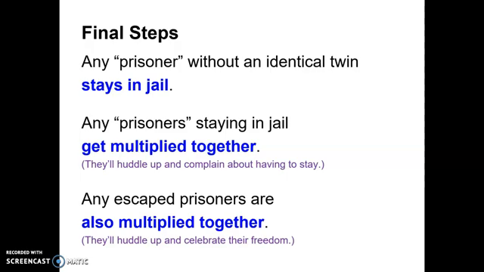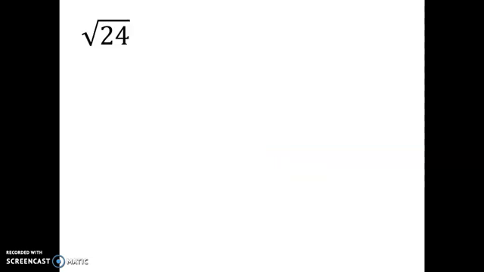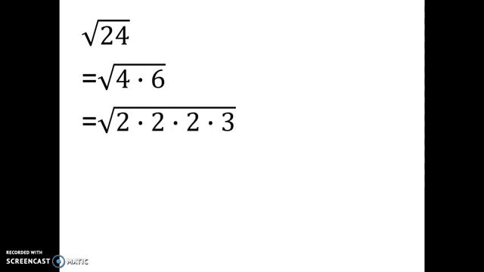Let's look at a couple of examples. The square root of 24. First, we need to find the prime factorization. So 4 times 6, but we can go further. 2 times 2 times 2 times 3.